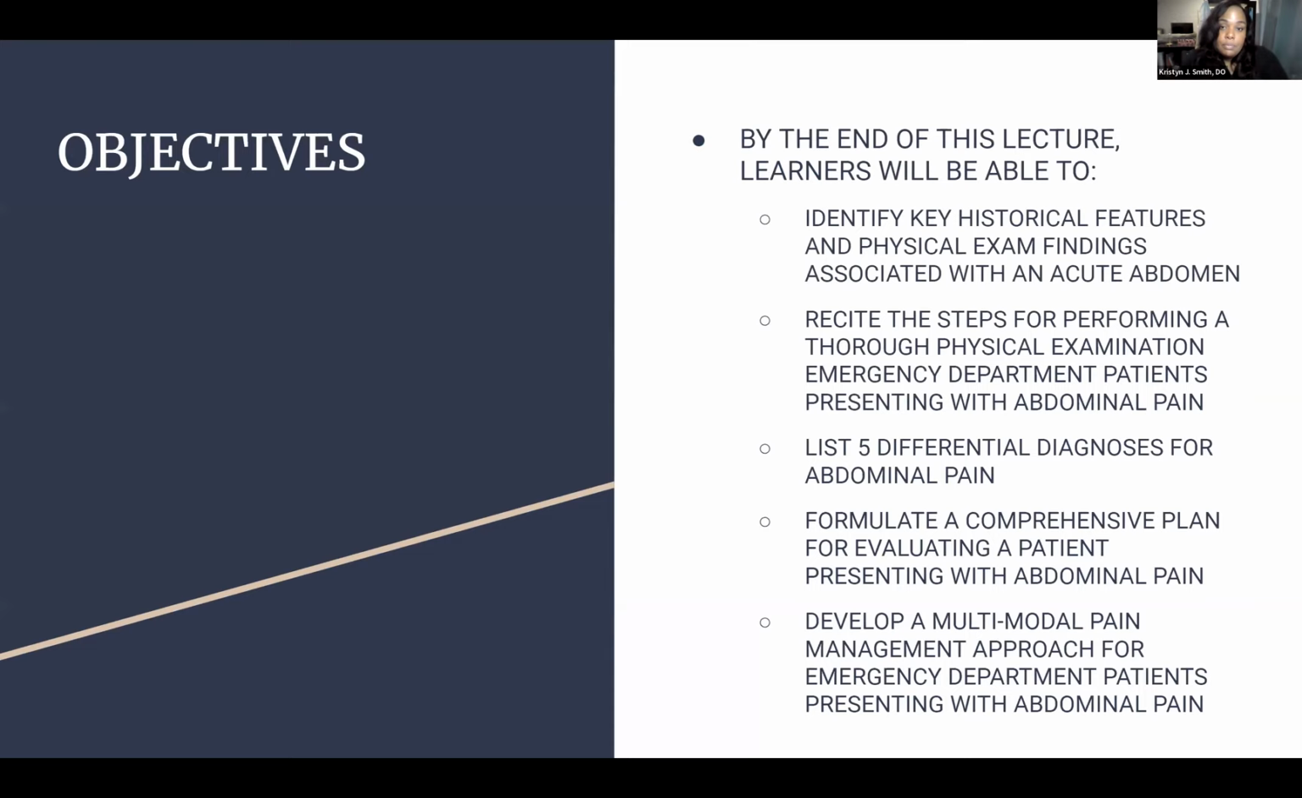This is a long slide to just give you the objectives of what you will learn today. But basically it says that by the end of this lecture, you'll be able to rock the patient presenting with abdominal pain and know exactly what your plan is and list some of the most emergent differentials that you need to consider in the ED.